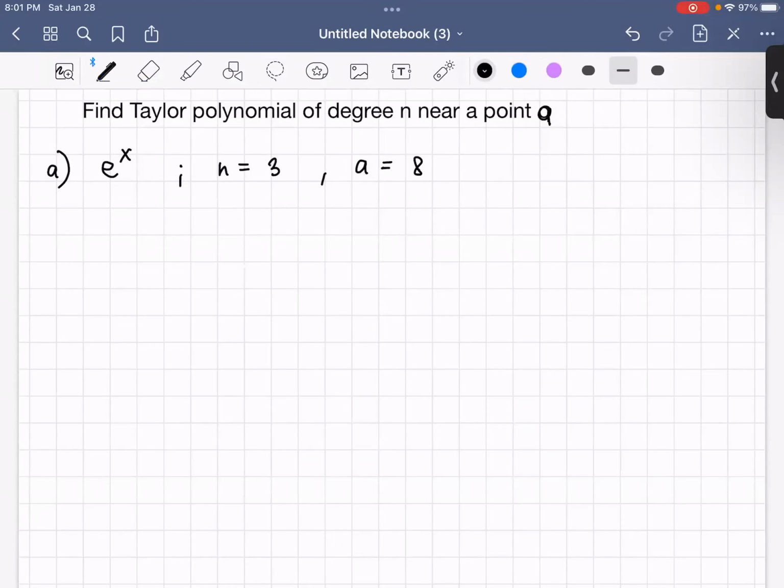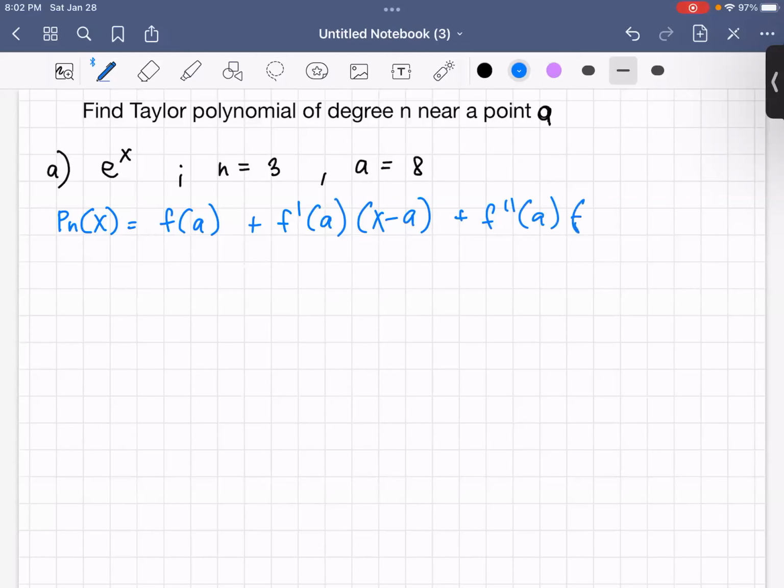In this example, we are asked to find the Taylor polynomial of degree n next to point a. To do that, let's write down our general formula for a Taylor polynomial, which is going to be f of a plus f prime of a times x minus a plus f double prime of a times x minus a squared, and the further components of this formula up until the number that we want. So let's just start writing it down.